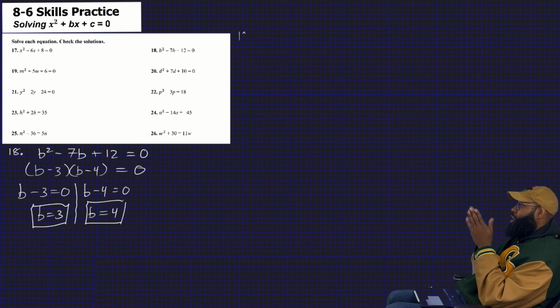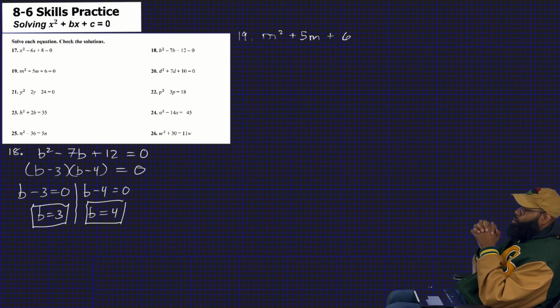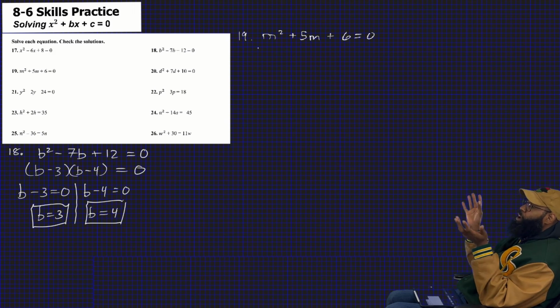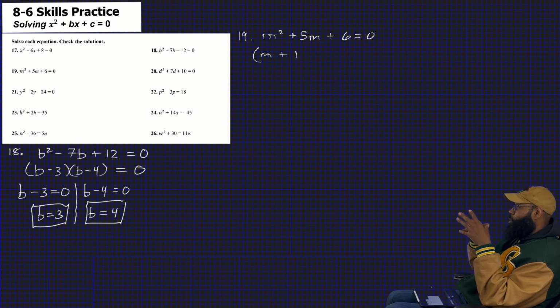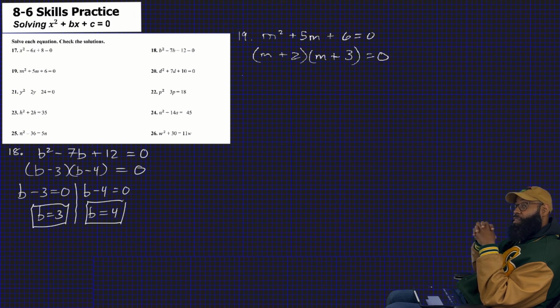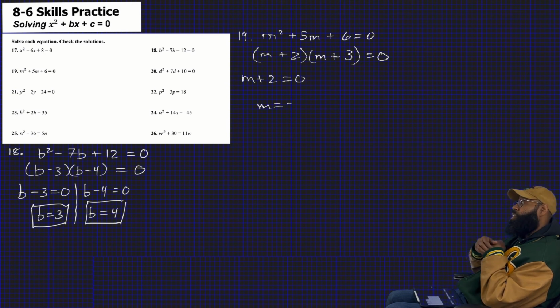Number 19, m squared plus 5m plus 6. Again, this one I see positive, positive. Well, if it's positive, positive, then those two binomials must be positive, positive, right? So m plus something and m plus something. Now again, guys, you got options. I didn't like 1. 1 times 6 would add up to 7. But 2 times 3, when I add 2 and 3, I get that middle term of 5.